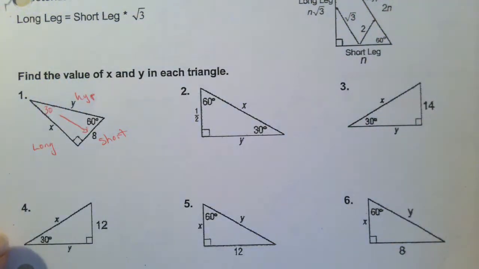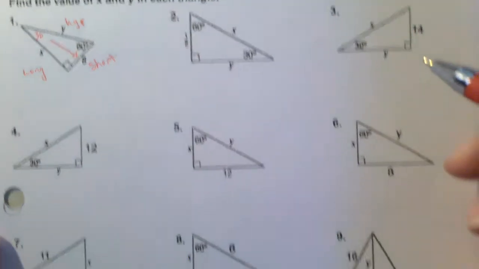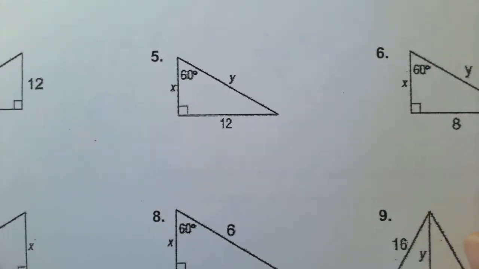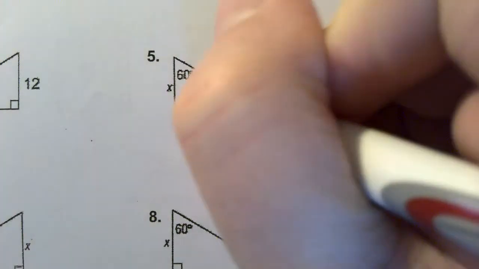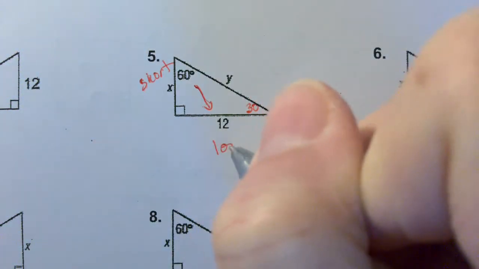The reason I'm skipping over that one, so numbers 1, 2, and 3, 4, they all give you the short leg. Let's jump to number 5. And the reason I want to jump to number 5 is because they give you the long leg. All right, how do I know this is the long leg? Because it's opposite 60 degrees, and this is the short leg. So let's just take a second and label it.